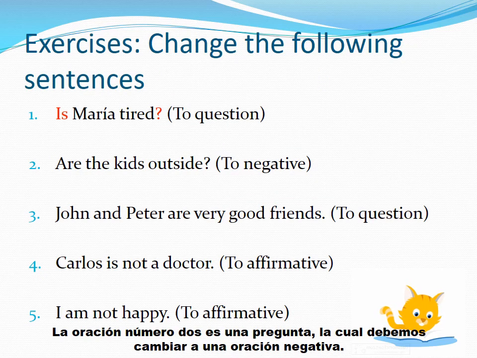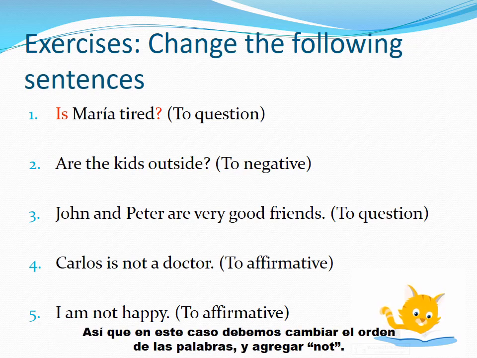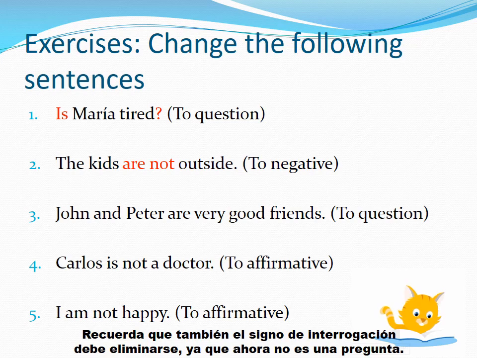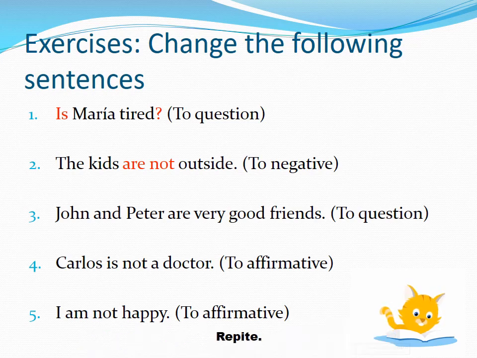Okay, sentence number 2 is a question, and we need to change it into a negative sentence. So in this case, we need to change the order of the words and add not. The kids are not outside. Remember that we also remove the question mark at the end, because the sentence is no longer a question. Repeat. The kids are not outside.